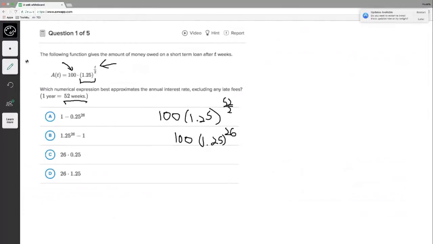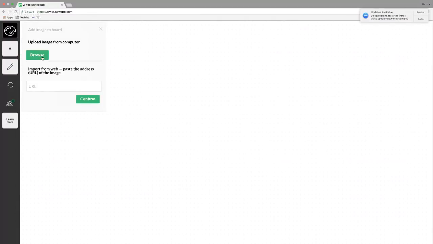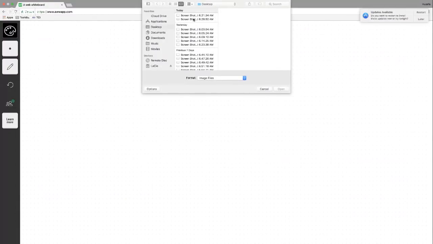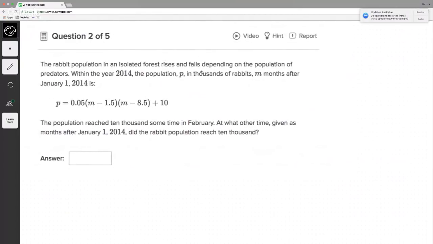All right, let's try this next one here. Now we've got, let's see here, this guy. The rabbit population in an isolated forest rises and falls depending on the population of predators. Within the year 2014, the population in thousands of rabbits, M months after January 1st, 2014, is given by a quadratic equation. The population reached 10,000 sometime in February of the same year. At what other time, given as months after January 1st, 2014, did the rabbit population reach 10,000?